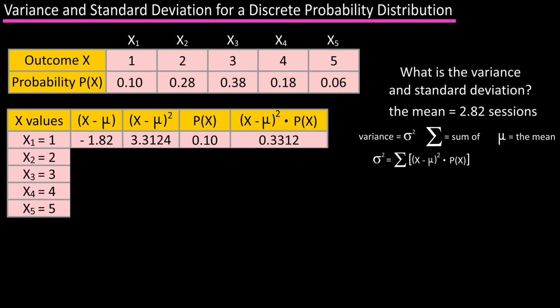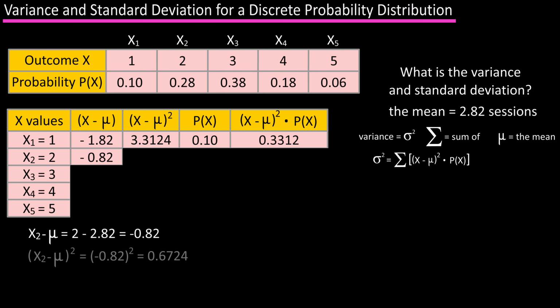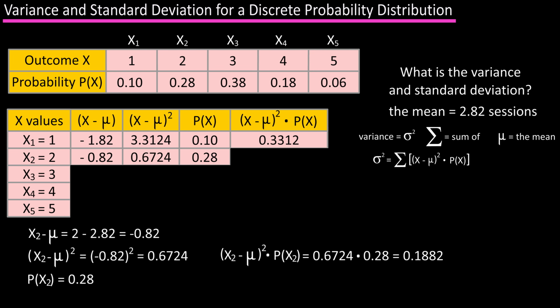Now for the x2 row. x2 minus mu, 2 minus 2.82 equals negative 0.82. x2 minus mu squared is negative 0.82 squared, which equals 0.6724. The probability for x2 is 0.28. And finally, for the last column, x2 minus mu squared times probability of x2 is 0.6724 times 0.28, which equals 0.1882, and row 2 is complete.